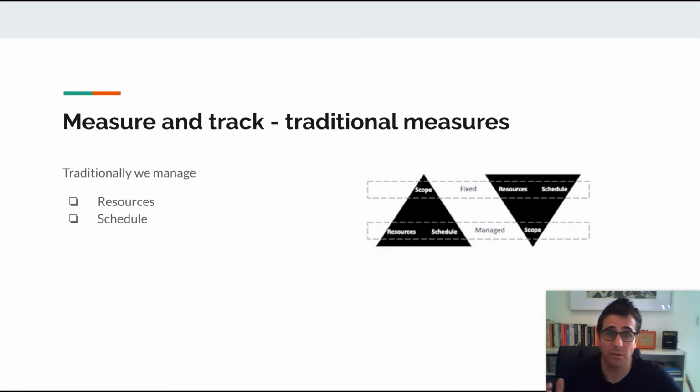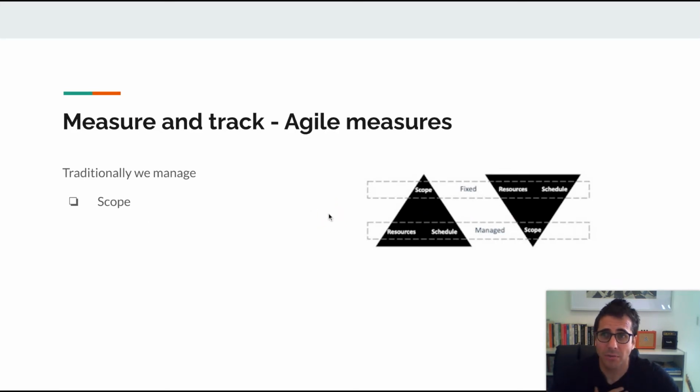In Agile, we don't do those. We fix those two things. So that's the triangle that's facing downwards. And what we really do is look at the scope. So what we really want to manage and measure is scope. And more to the point with Agile is what's the effectiveness, what's the performance of that scope. So this is why you've got to measure different things if you're running an Agile ecosystem, because you're not doing it with the up pointing triangle. We've got fixed resources and schedule rather than managing those two things.